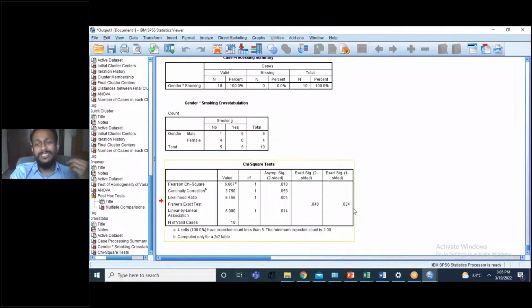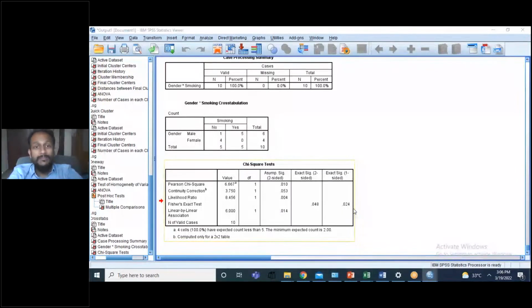The p-value is less than 0.05, which says that there is a significant difference. Thus, we accept the alternate hypothesis and we reject the null hypothesis, which indicates that there is a significant difference in terms of smoking across male and female. So generally I can say that male smoke and female don't smoke. That's the verdict I can make.